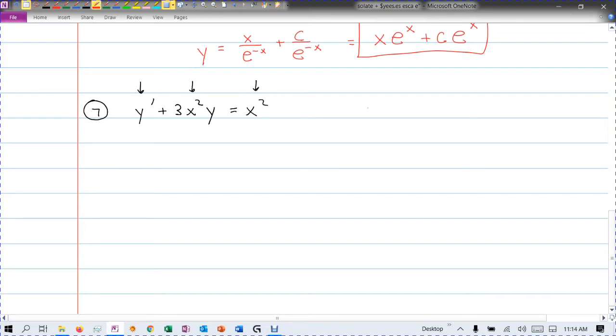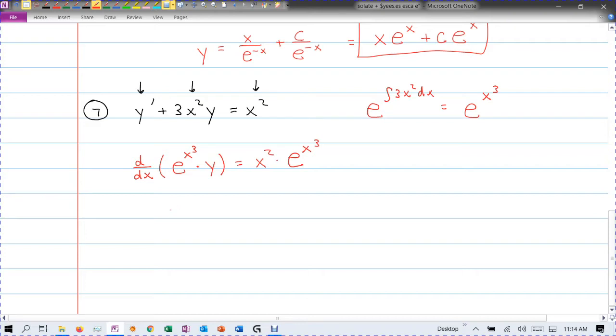Integrating factor will be e to the integral of 3x² dx. That's a pretty straightforward antiderivative, just x³. And so that's our integrating factor. So I know my left-hand side becomes d/dx of e^(x³) times y equals, be careful here, x² times e^(x³). All right, we have to multiply both sides by that integrating factor.